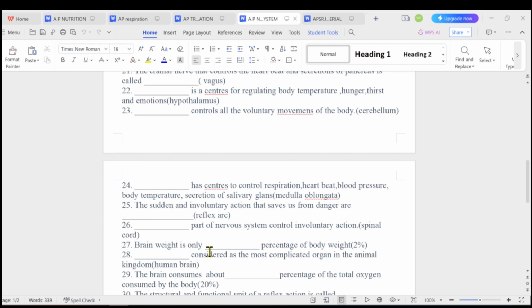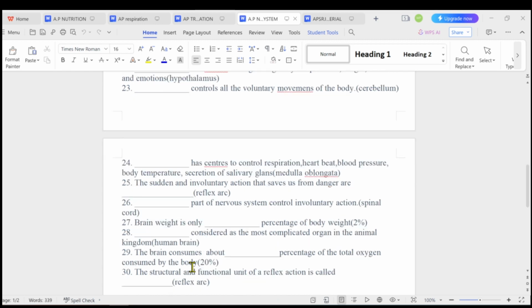The brain weight is only dash percent of our body weight. The brain, as you know, is very important and is the largest organ, yet its weight is only 2% of our body weight. It is considered the most complicated organ in the animal kingdom. Which organ is considered the most complicated organ in the animal kingdom? In the human body, the brain is a very complicated organ.